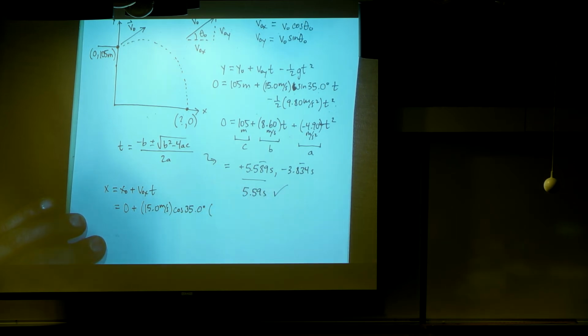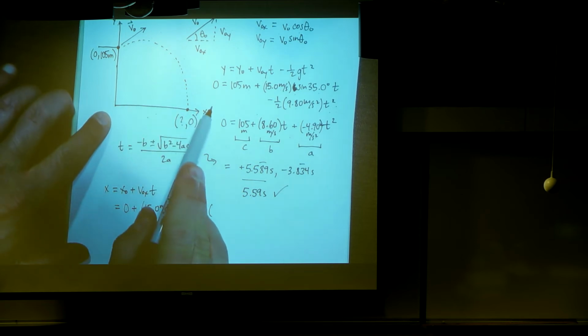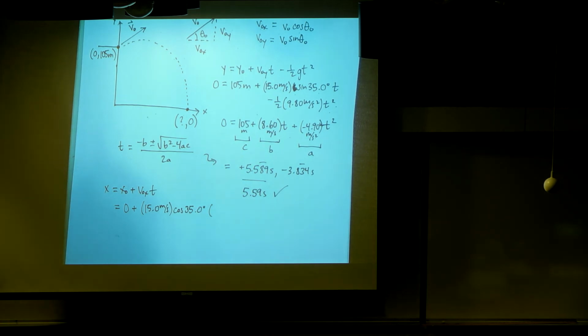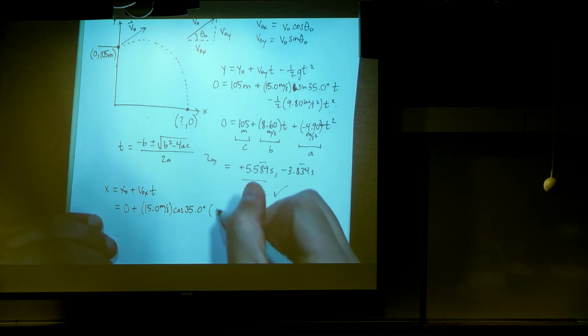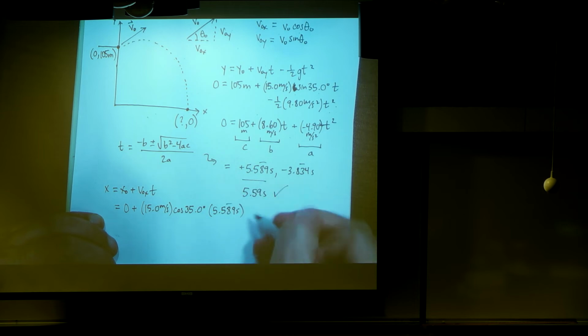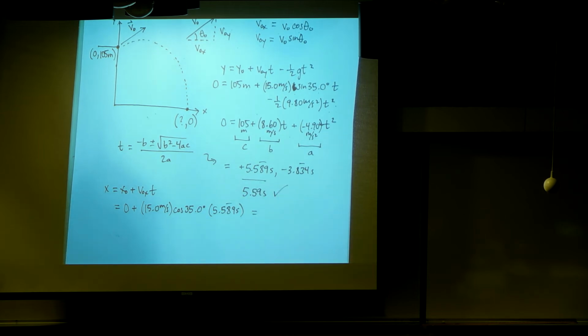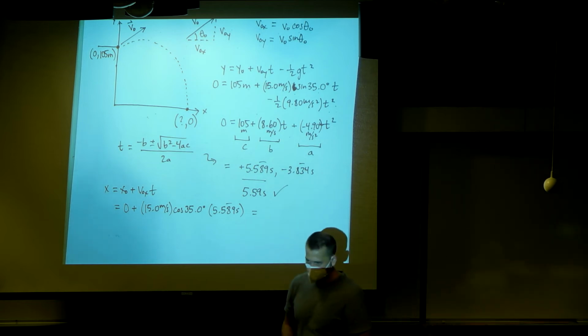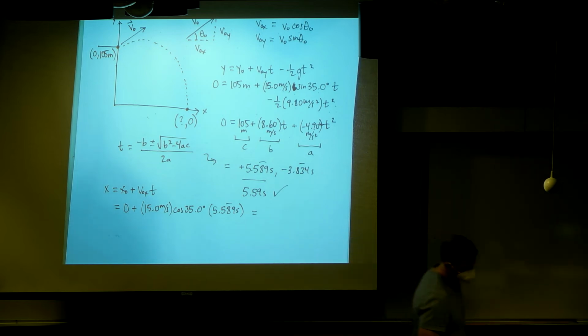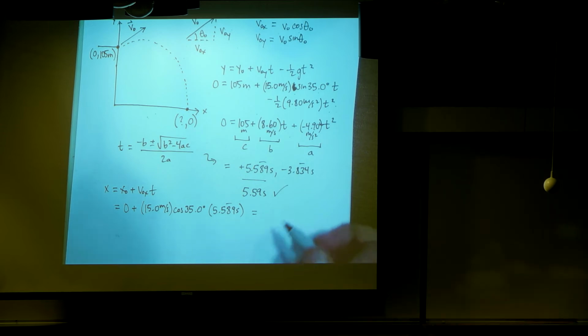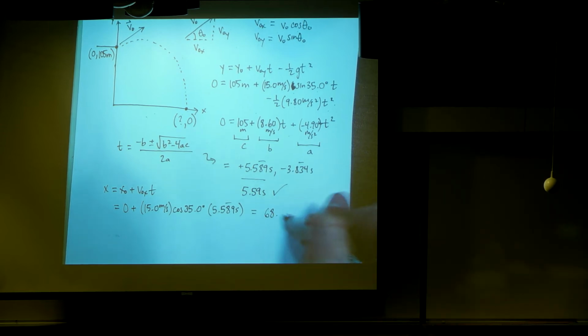And then now t comes in, so we're plugging in this time because we want to know how far it has traveled in total by the time it's landed, right? So we're going to plug in 5.589 seconds. And someone out there, do the number crunching for me. Tell me what you get. 68.67. Yeah, so I'm getting exactly the same thing, 68.7 meters. So that's how far horizontally the rock goes.